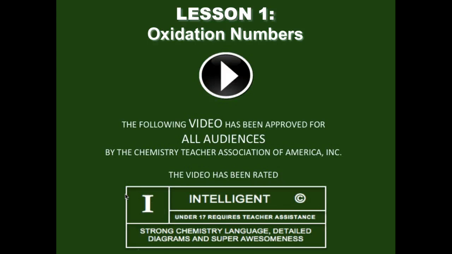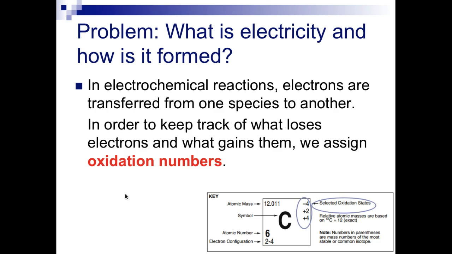Alright guys, let's look at lesson 1, which is oxidation numbers. So what is electricity and how is it formed? In electrochemical reactions, electrons are transferred from one species to another. So in order to keep track of what loses electrons and what gains them, we assign them oxidation numbers.